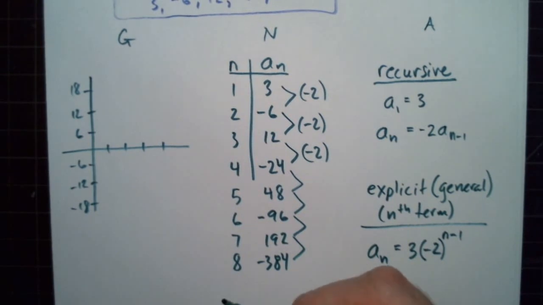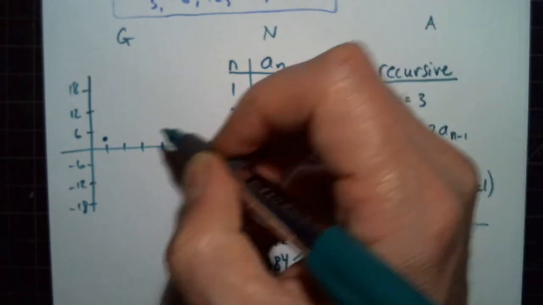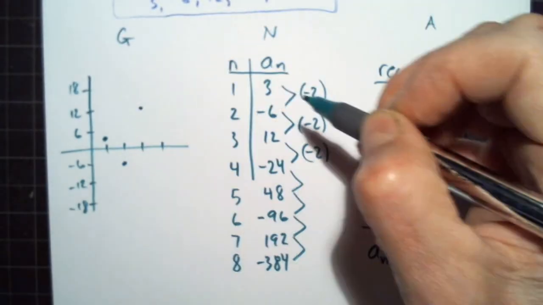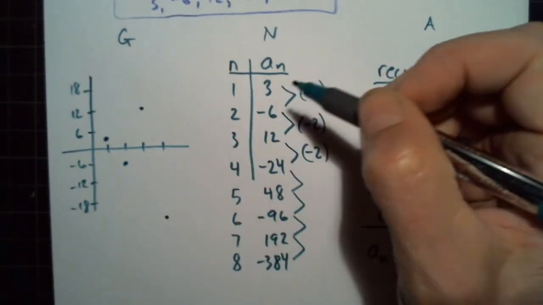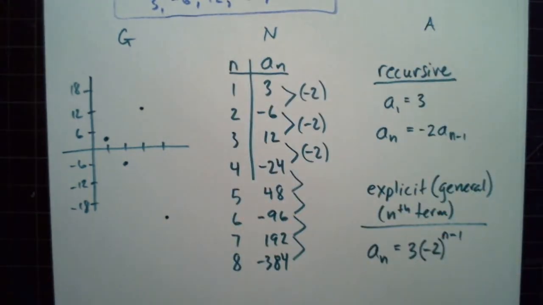And let's just plot a few of these. 1 goes to 3, 2 goes to -6, 3 goes to 12, 4 goes to -24. So we can see that the sequence is getting further and further from 0.